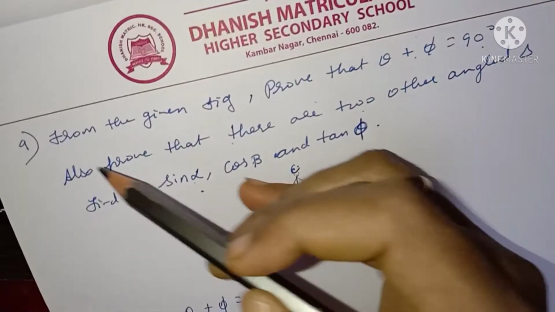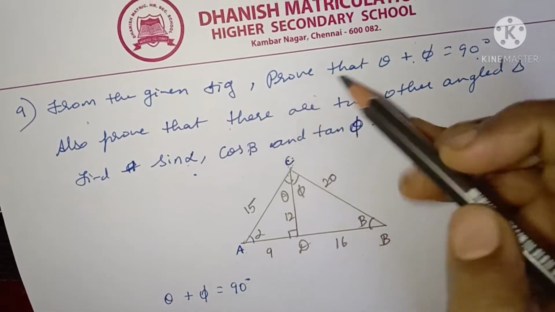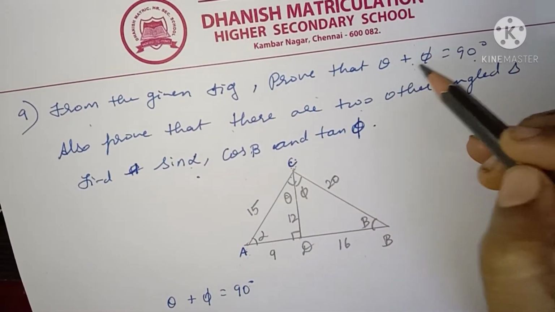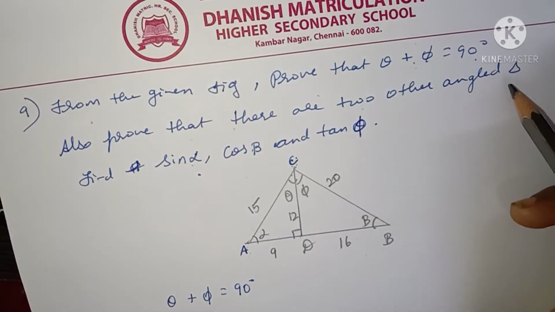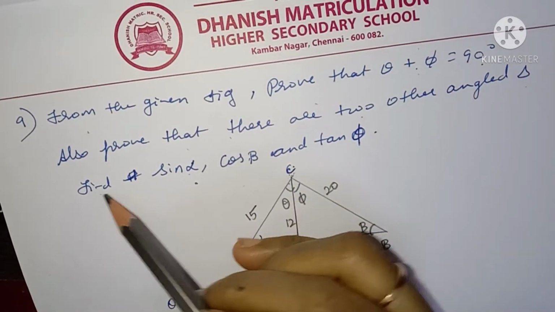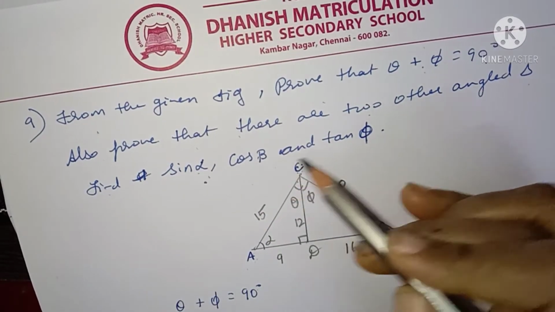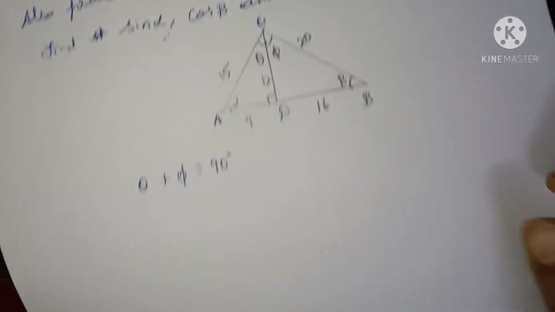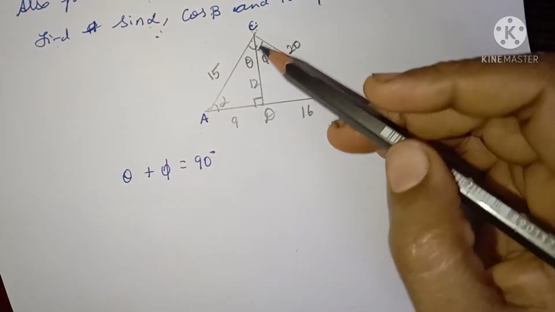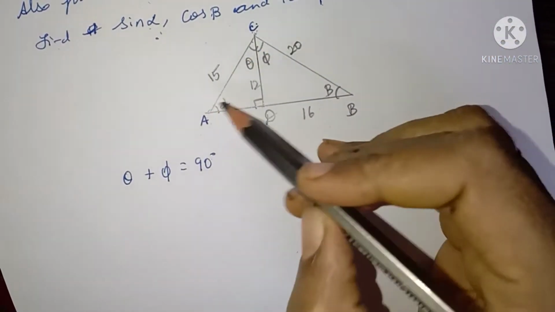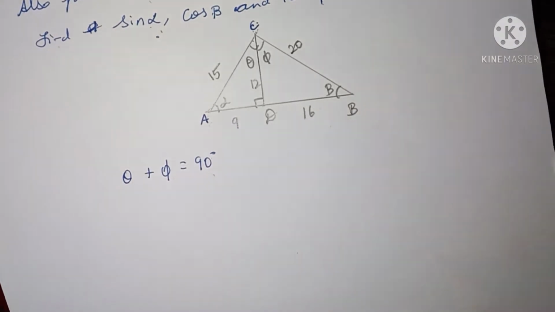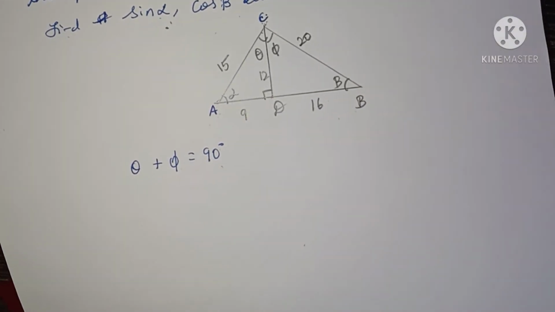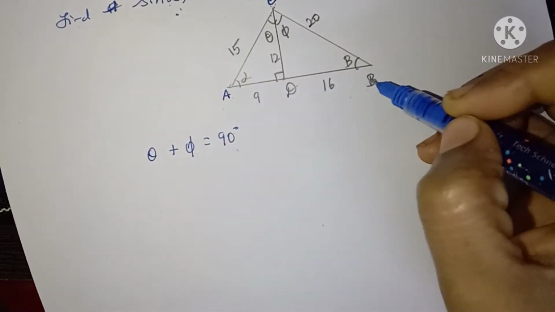Ninth question. From the given figure, prove that theta plus phi is equal to 90 degrees. Also prove that there are two other right angled triangles. Find sin alpha, cos beta and tan phi. The given figure, we have to prove theta plus phi is equal to 90 degrees. So take a triangle ABC.